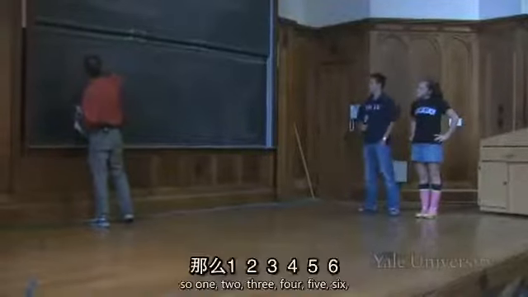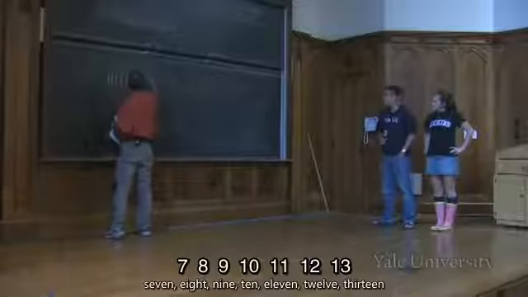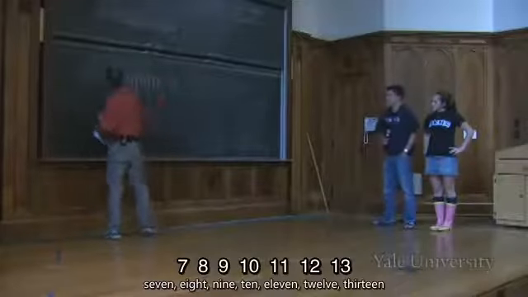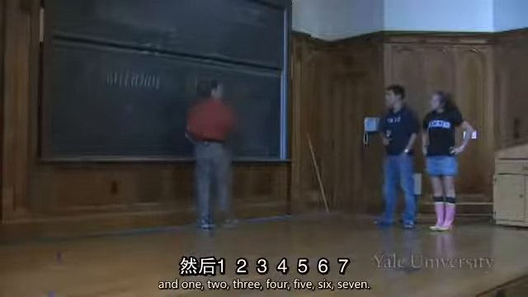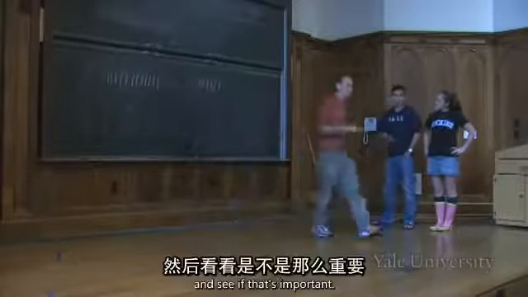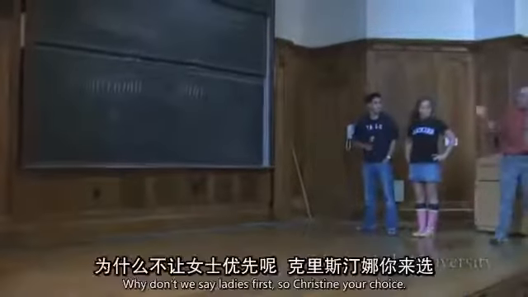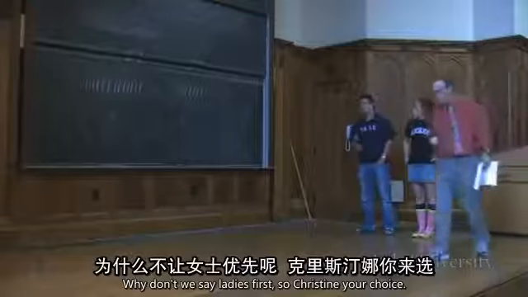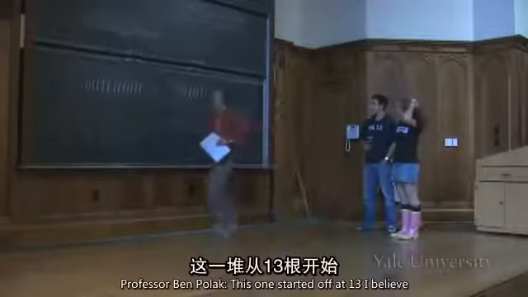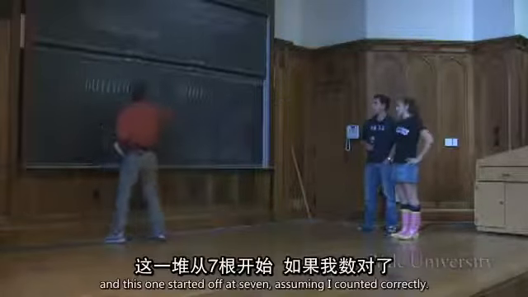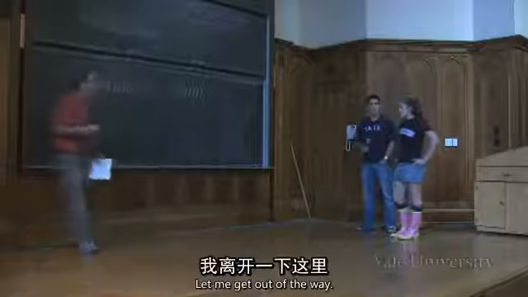So 1, 2, 3, 4, 5. 1, 2, 3, 4, 5, 6, 7, 8, 9, 10, 11, 12, 13. And 1, 2, 3, 4, 5, 6, 7. So we'll pick 2 prime numbers, if that's important. Let's see what happens. Why don't we say ladies first. So Christine, your choice. This one started off at 13, I believe, and this one started off at 7, assuming I counted correctly.